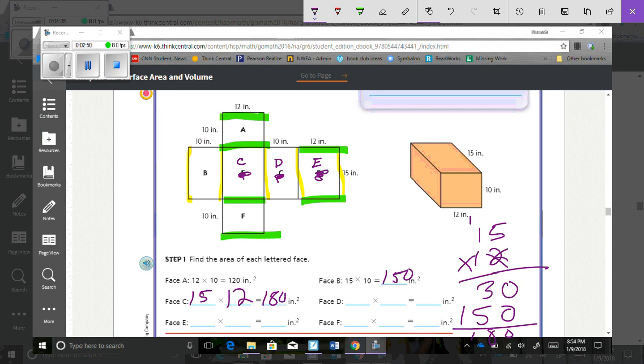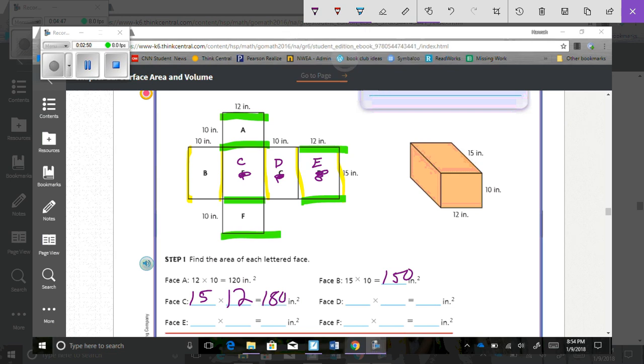And then looking at face D, we have 10 inches because it tells us that. Right here, 10 inches, this tells us it's 10 inches, so we know that's 10 inches also. So all those blue sides would be 10 inches. And then we have a yellow side, which we've already determined is 15 inches. So we have 15 times 10, which we determined already is 150 inches squared.